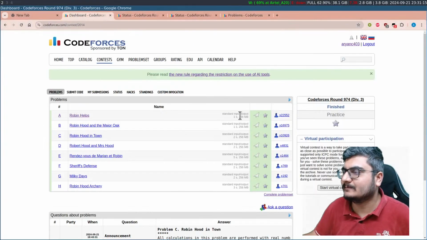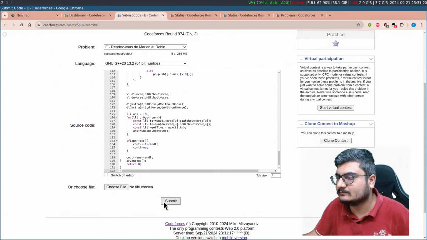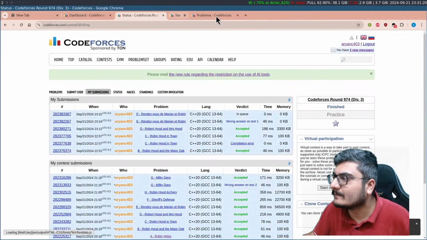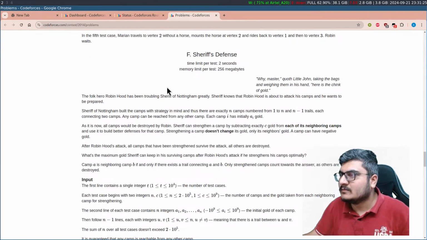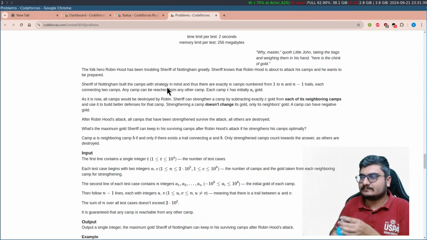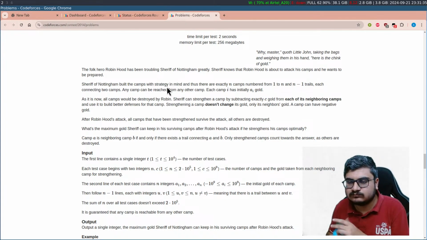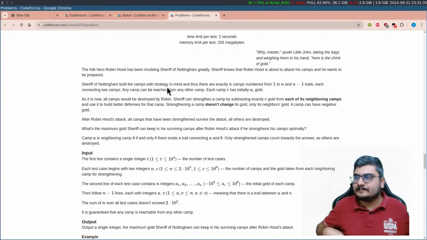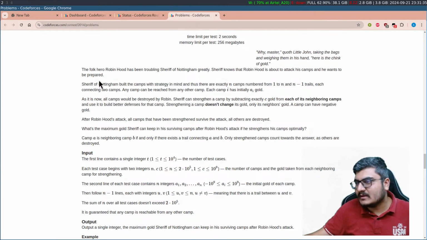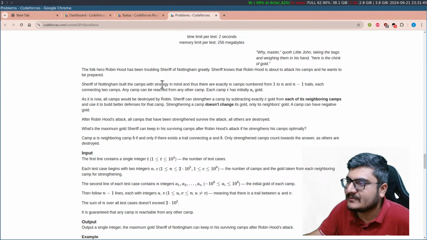Yeah, looks fine. So I will probably move on to problem F now. Sheriff's defense. Sheriff of Nottingham built the camps with strategy in mind. Thus, there are exactly n camps numbered from 1 to n and n minus 1 rails, each connecting two camps, and any camp can be reached from any other.